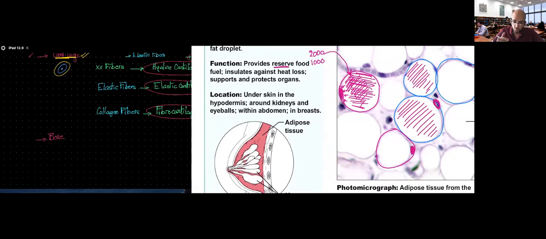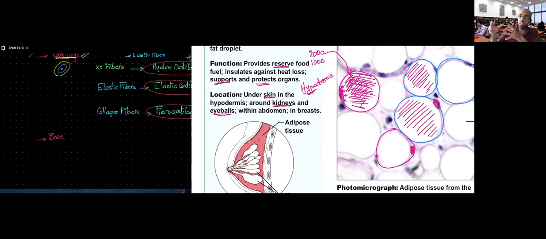Also, the adipose connective tissue supports and helps with the protection of different organs. Where is it going to be located? It's widely distributed underneath the skin, in a layer called the hypodermis. It's also going to be supporting internal organs like the kidneys and eyeballs. You're keeping the eyeballs in their orbits, surrounded by fat, so they don't move around in this bony socket.